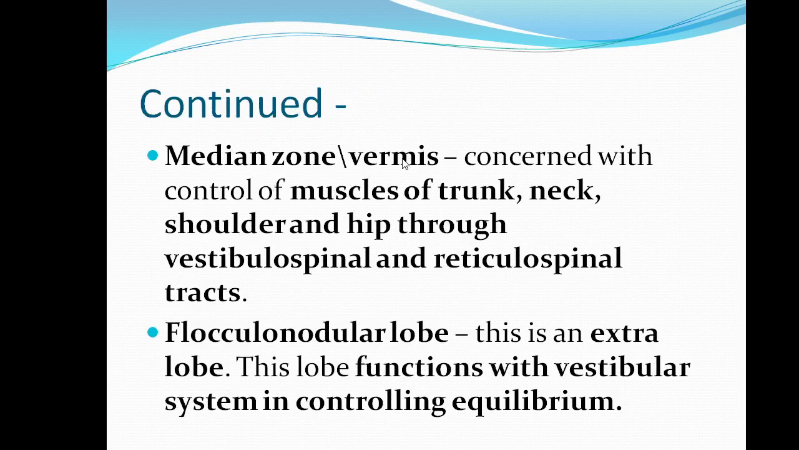Median zone or the vermis is concerned with the control of the muscles of the trunk, neck, shoulder, and hip through the vestibulospinal and reticulospinal tracts. The flocculonodular lobe, this is the extra lobe. This lobe functions with the vestibular system in controlling the equilibrium.